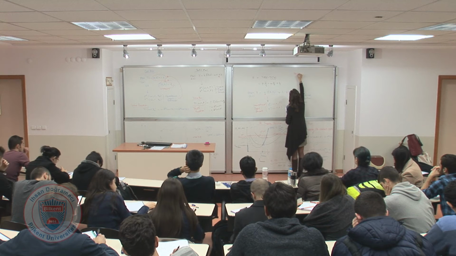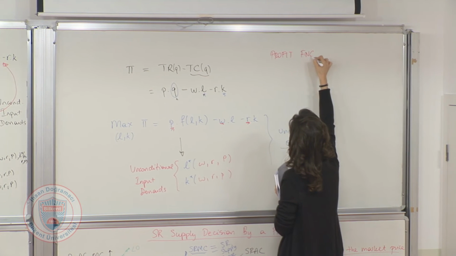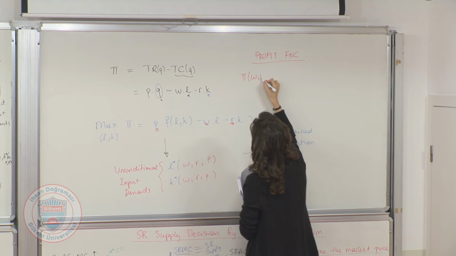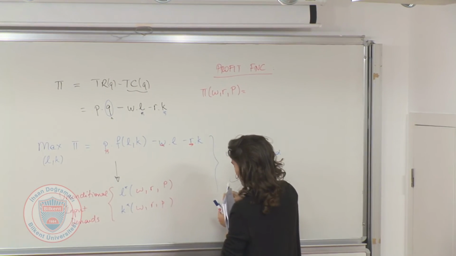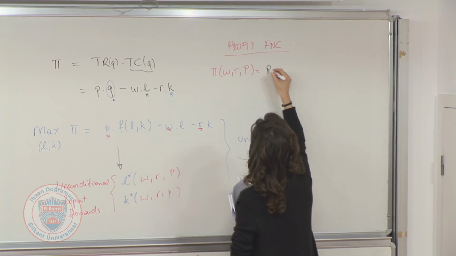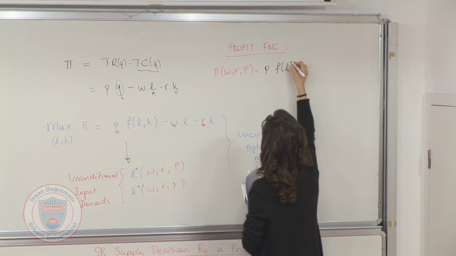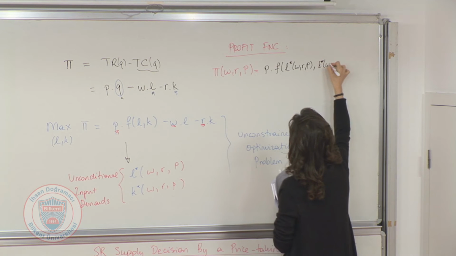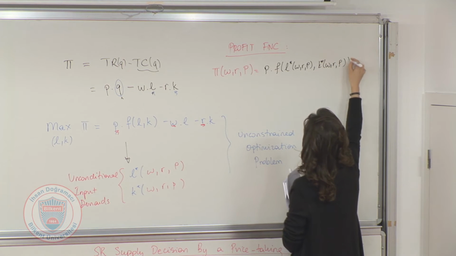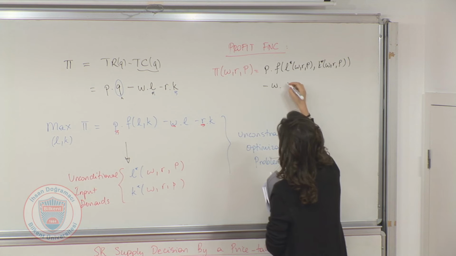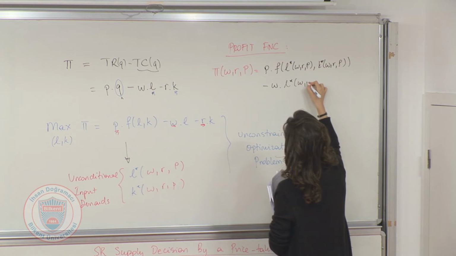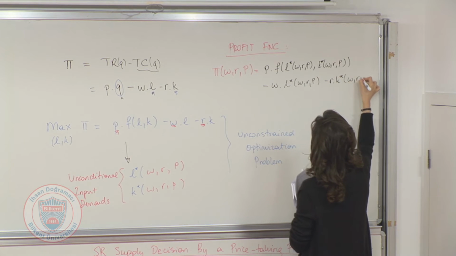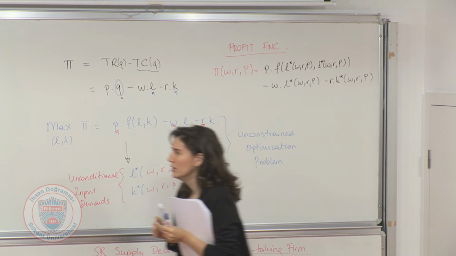So profit function, okay? It is pi(wage, R, P). This is going to be P times F of L star(wage, R, P), K star(wage, R, P), right? Minus wage times L star(wage, R, P) minus R times K star(wage, R, P), okay? So this is the case.